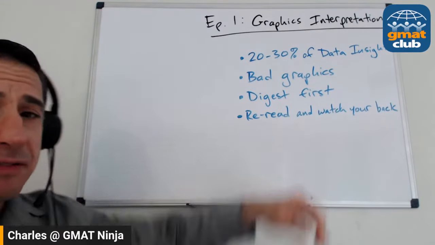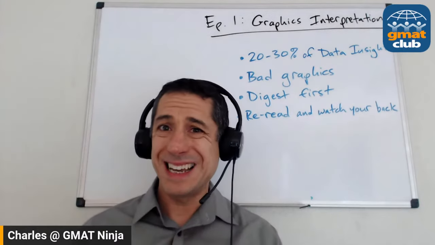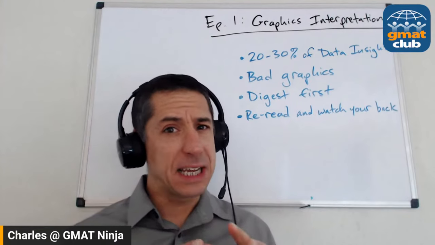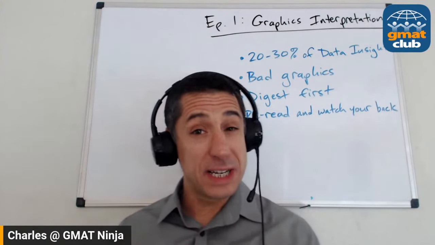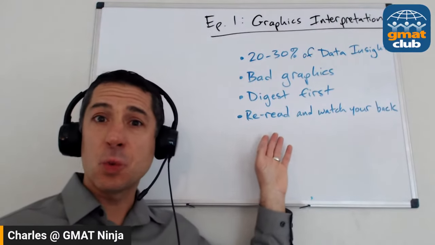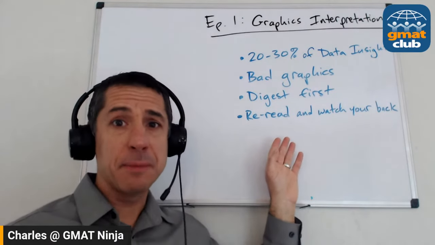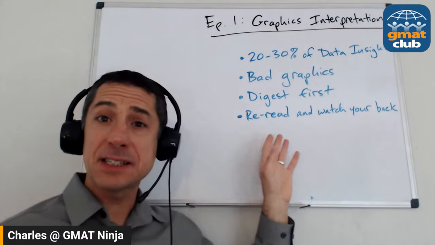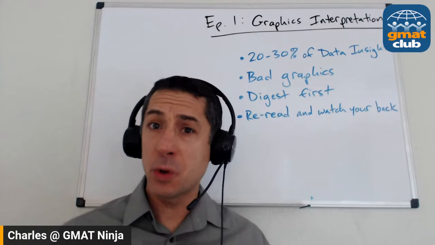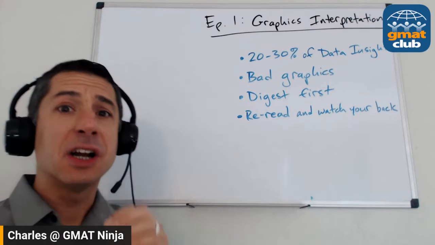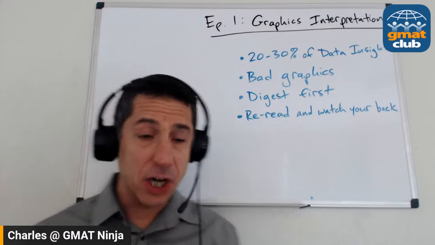Most important thing by far, huge theme on data insights in general: you misread one word. Feels a lot like critical reasoning. You miss that word in the conclusion of critical reasoning, you can get yourself into big trouble. Same idea here. You miss a word or two in the question, you can get yourself into big trouble. So reread, watch your back, be careful. I'm not saying slow down, but before you move on from the question, I want you to do a little sanity check. Am I answering the right thing? Did I miss a little modifier? That's the big, big, big key here.